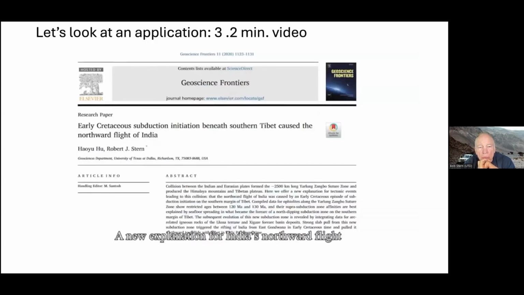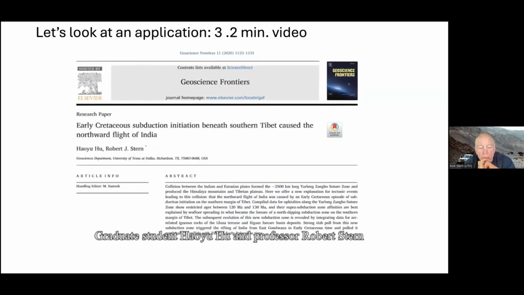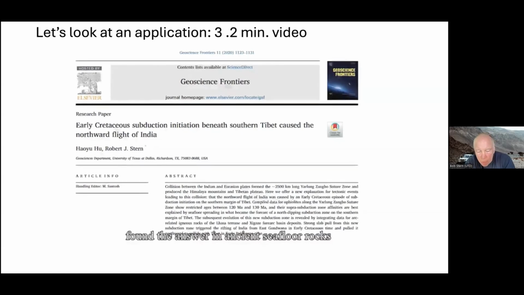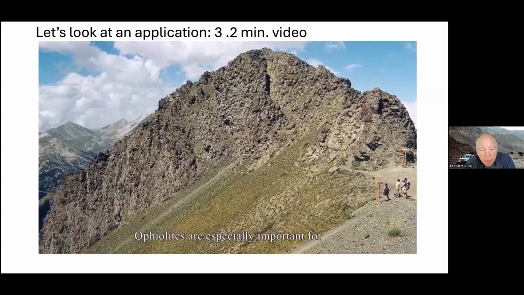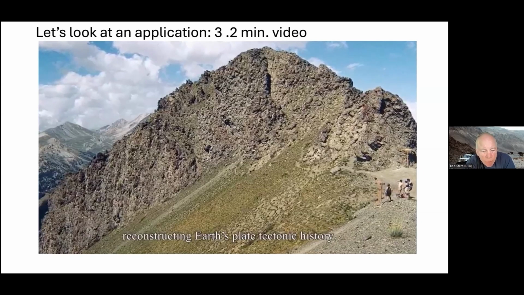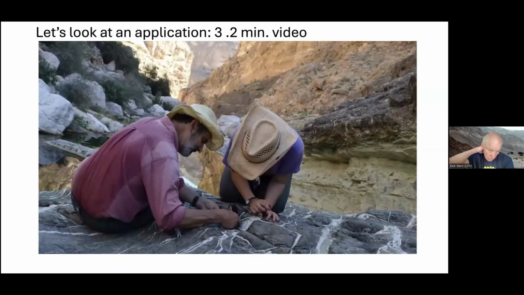A new explanation for India's northward flight is offered in a new paper by geoscientists from the University of Texas at Dallas and published in the journal Geoscience Frontiers. Graduate student Haiyu Hu and Professor Robert Stern found the answer in ancient seafloor rocks preserved in southern Tibet called ophiolites. Ophiolites are especially important for reconstructing Earth's plate tectonic history. Ophiolites consist of oceanic crust and mantle that has been thrust up on land where geologists can study them.